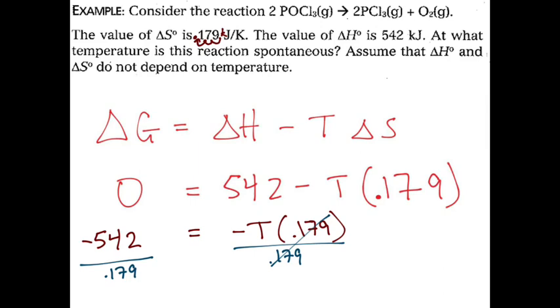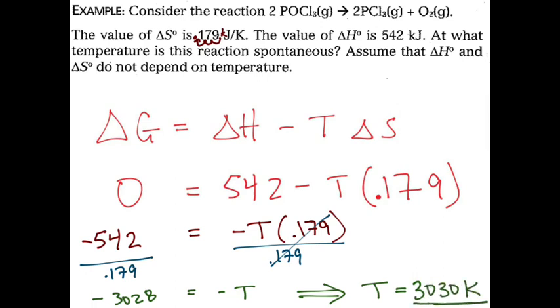So I'm first getting negative 3028 equals negative T. So I can take that, I would do this one line below there. I'll say T equals about 3030 Kelvin. All right, that's the temperature, but I want to focus on what the answer means.